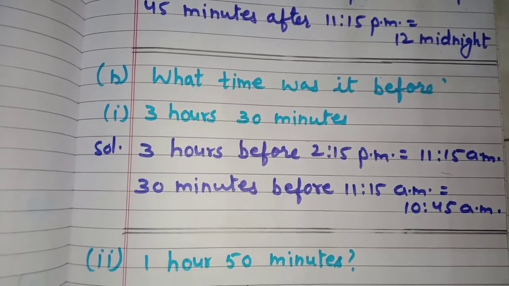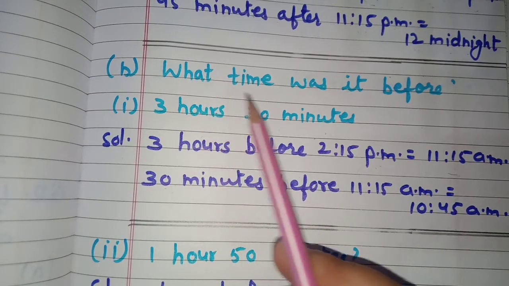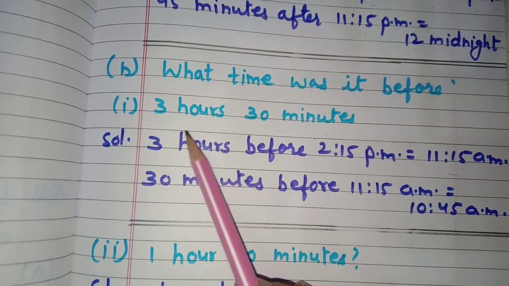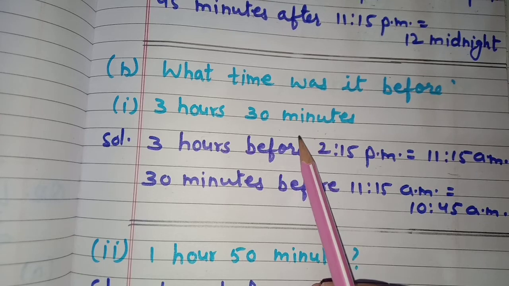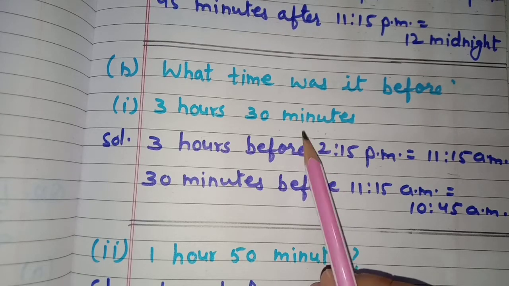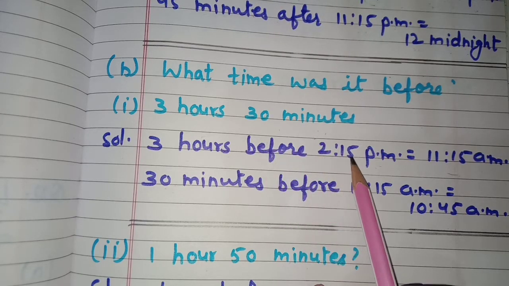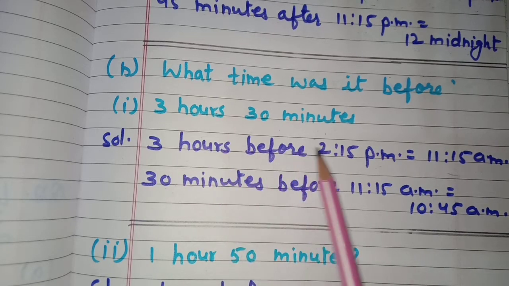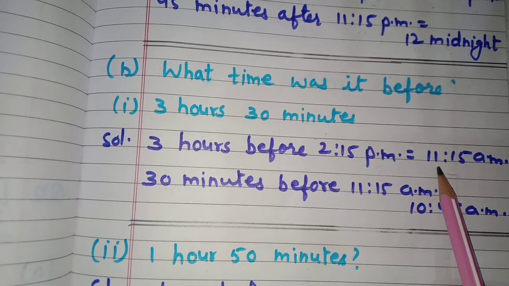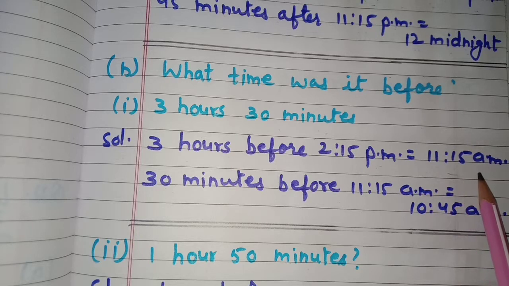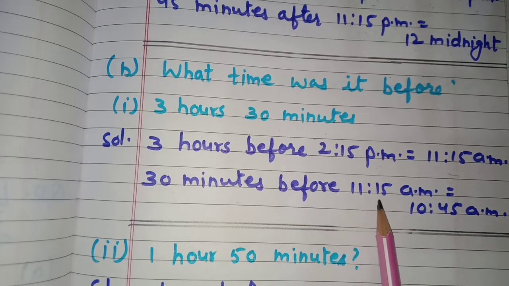Now next is part B. What time was it before 3 hours 30 minutes? Now here we need to find the time that was before the given time, that is 2:15 p.m. So 3 hours before 2:15 p.m. the time was 11:15 a.m. and 30 minutes before 11:15 a.m., what was the time? It was 10:45 a.m.